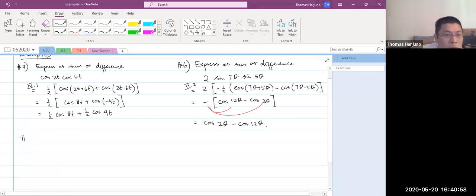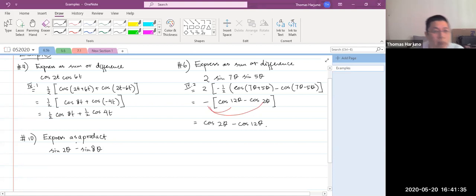Another one, maybe more, of course. For example, let's do number 10. This one is expressed as product. As a product, number 10, sine 2 theta minus sine 8 theta. Sine minus sine. I think that's group 5, number 4. As I remember, sine minus sine is 2 times cosine of half of the sum times sine of half of the difference.